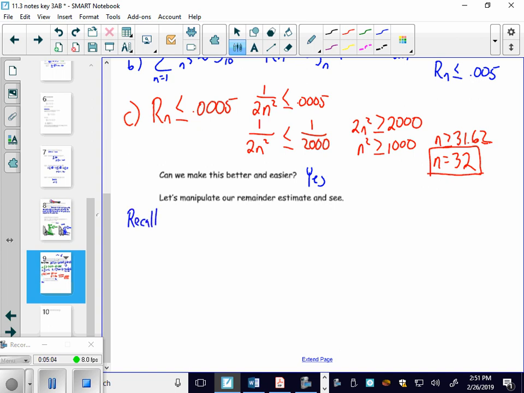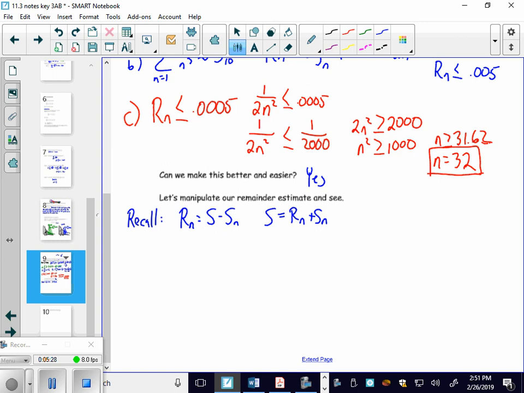Recall that the remainder is the same thing as the sum of the whole thing minus the sum of the first n terms. If I wanted to solve that equation for s, I would simply add s sub n to both sides. So I would get that s is r sub n plus s sub n. Okay?